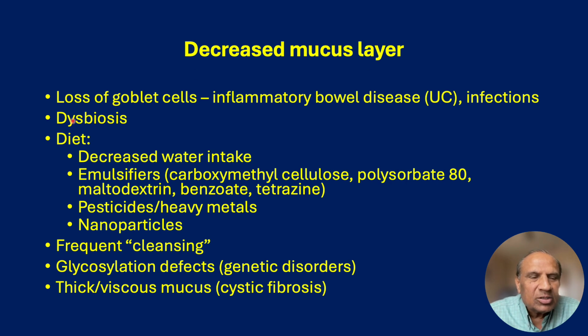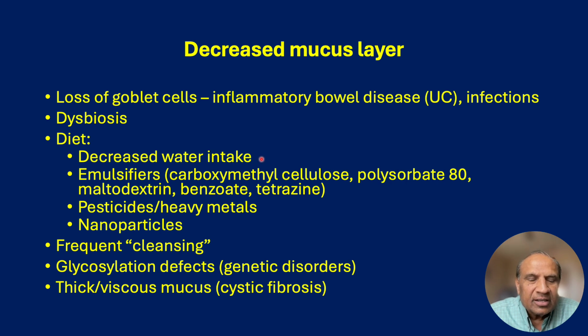The other one is dysbiosis. As we saw in a previous slide, there are some bacteria that are helpful and some bacteria that are bad for the mucus layer. So if there is a change in these intestinal microorganisms, then it will affect the thickness or the secretion of the mucus layer. The third factor is the dietary constituents that we consume, which will affect the mucus layer.